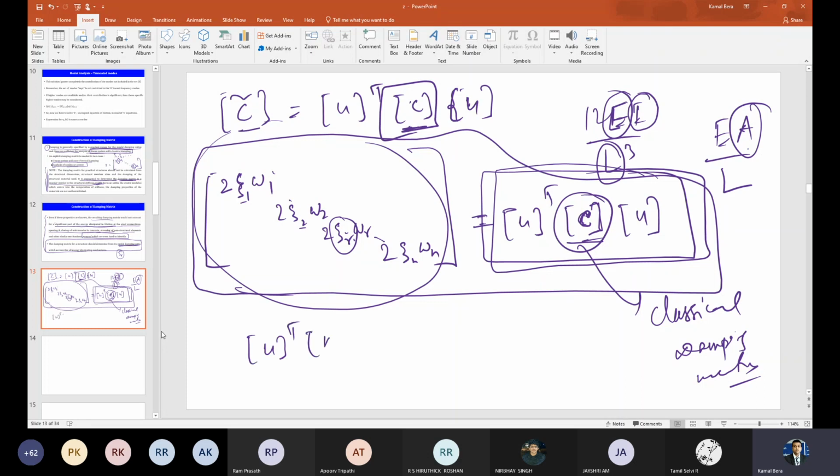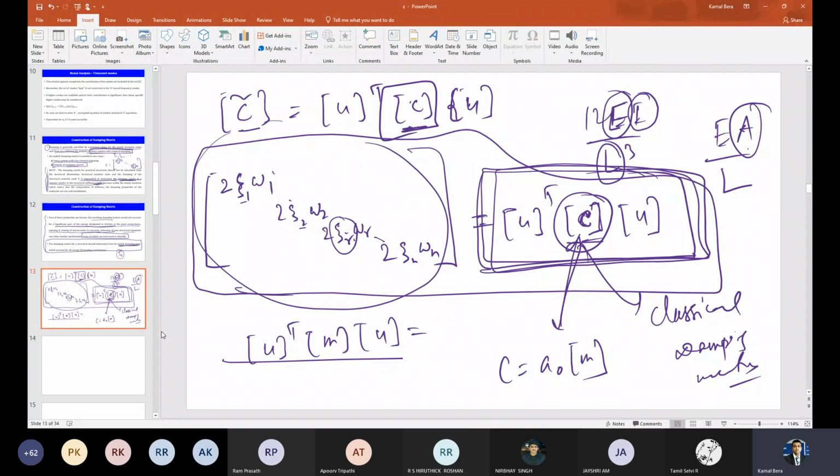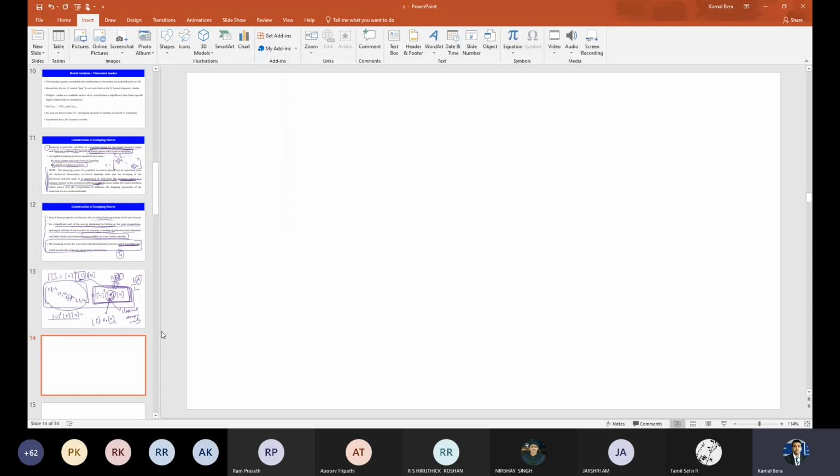Now tell me, if I do the transformation, is it diagonal or non-diagonal? Diagonal. So now if I use C as some constant A naught into M, if I put it here, then will this be diagonal or non-diagonal? Diagonal. So the first thing that comes to our mind is either mass proportional or stiffness proportional damping. That is the idea. So let us first talk about the mass proportional damping matrix.